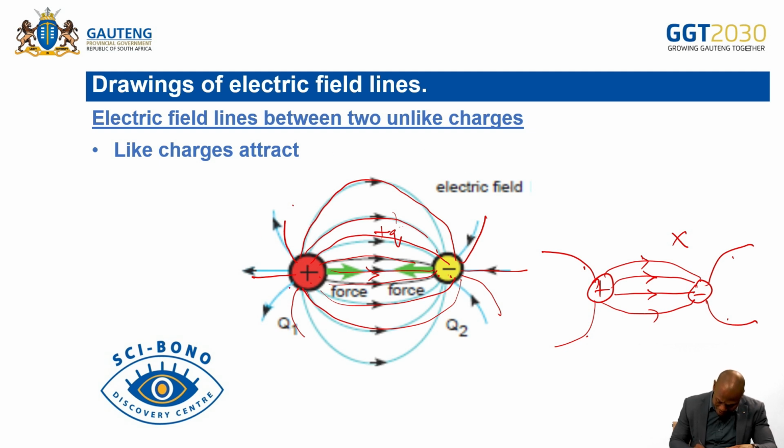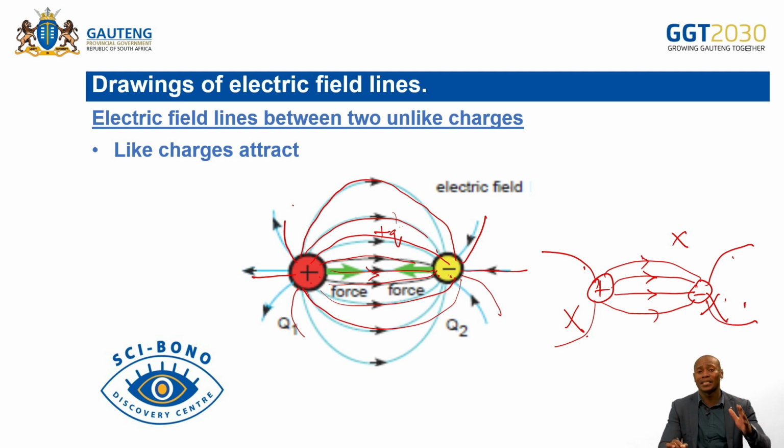If it's attraction, you can even see here that there is attraction throughout. Unlike charges, they attract. So we don't accept something like this. Please, let's not draw something like this. There's attraction, and at the same time, there's repulsion. It's like we are confused. You shouldn't be confused, learners.